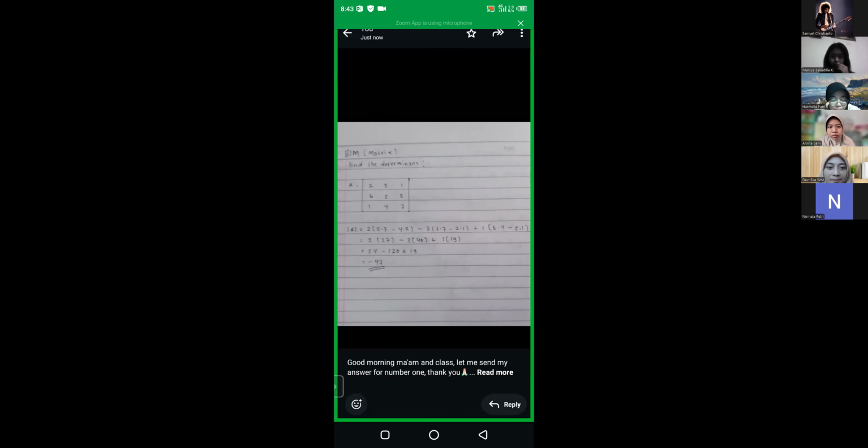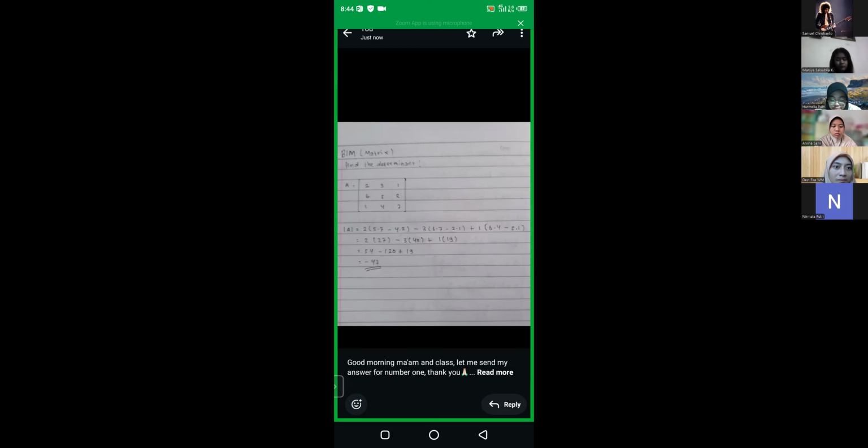On the first problem, we have to find the determinant of matrix A, and matrix A contains 2, 3, 1, 6, 5, 2, 1, 4, 7. And I'm using the cofactor method to solve this problem. So here we have 2 multiplied by 5 multiplied by 7 minus 4 multiplied by 2, subtracted by 3 multiplied by 6 multiplied by 7 minus 2 multiplied by 1, added to 1 multiplied by 6 multiplied by 4 minus 5 multiplied by 1.